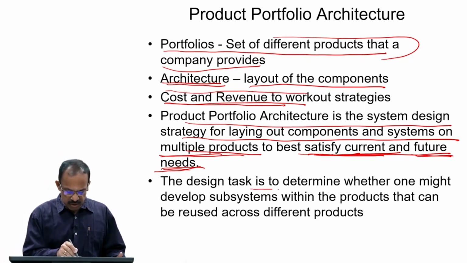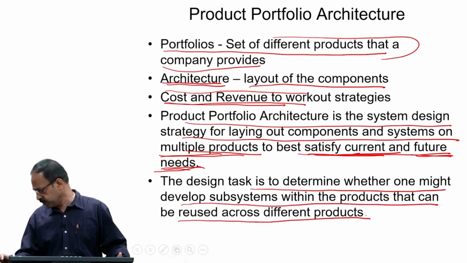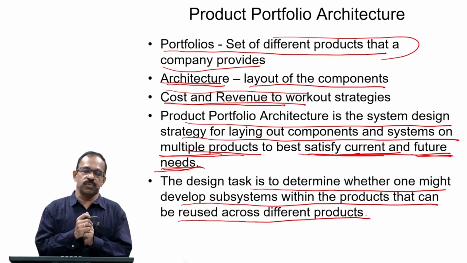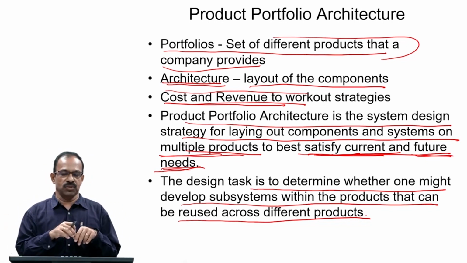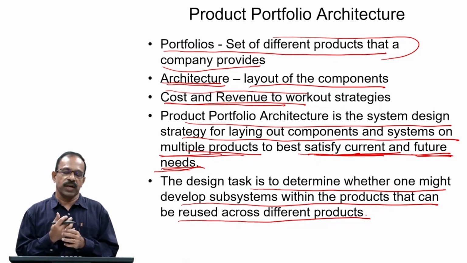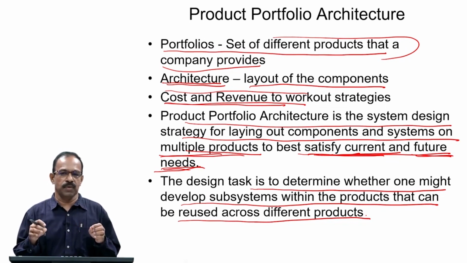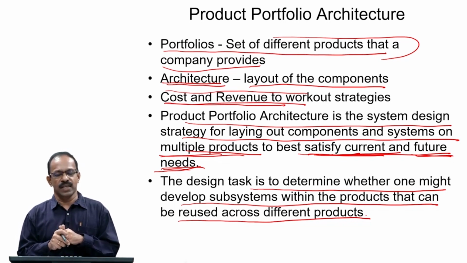So, the design task here is to determine whether one might develop subsystems within the products that can be reused across different products. So, the question is, can we have some kind of subsystems in a product, so that this subsystem can be used in multiple products, so that you do not need to separately develop for each product within the family. So, we can have some subsystem which can be made common to all those members in the family, so that it can easily make the product and sell in the market.